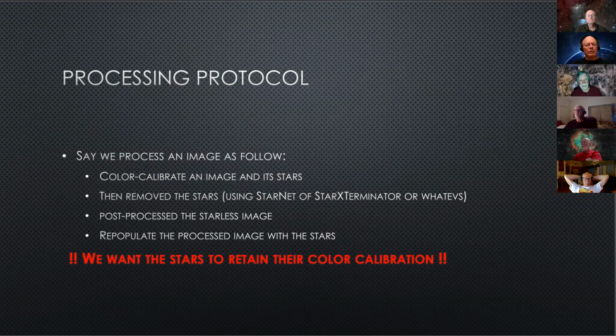So say we take an image and we color calibrate that image, and we've stretched it and it's color calibrated, and we're going to remove the stars. And we can use one of those two programs, or if you know of something else, you can use that. We post-process the starless image. That is, we enhance the colors, we stretch further, maybe add contrast in the image, color contrast, reduce noise, sharpen it, do all these things to it. And then we want to put the stars back in the image. And when we put them back in the image, we want them to have the same color calibration that they had when we took them out.